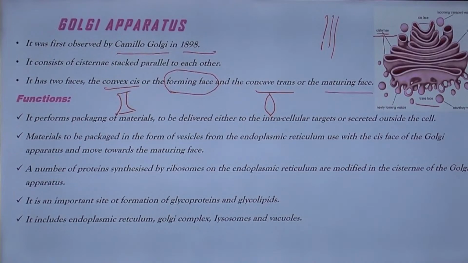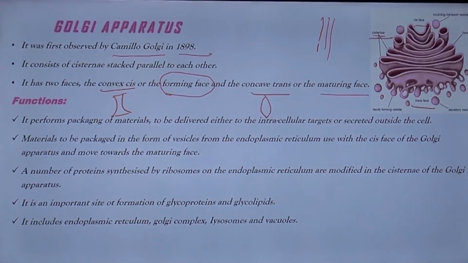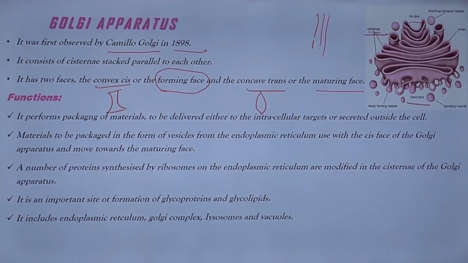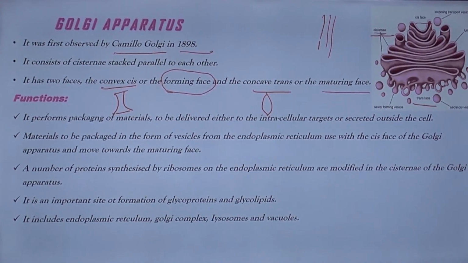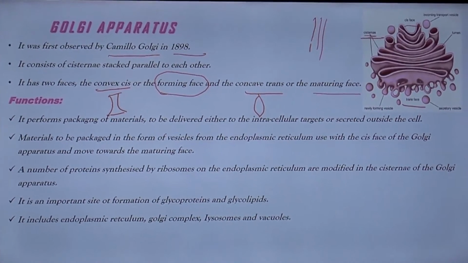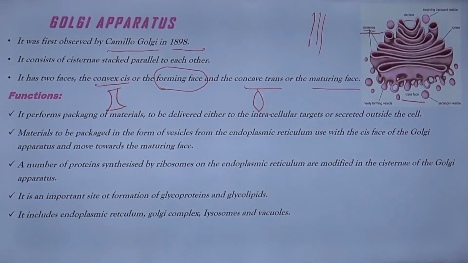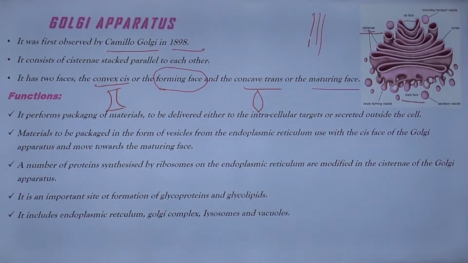And the second one: materials to be packed in the form of vesicles from the endoplasmic reticulum fuse with the cis face of the Golgi apparatus and move towards the maturing face. So what happens to these packed materials? Vesicles are formed. So what are vesicles? Vesicles carry materials from the endoplasmic reticulum, from the cis face of the Golgi apparatus to the maturing face, and this is helpful.